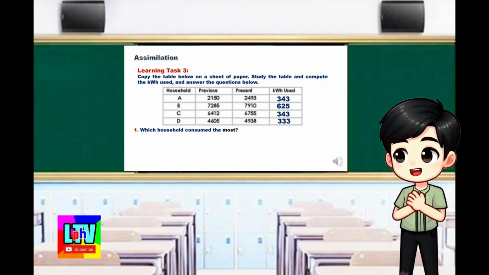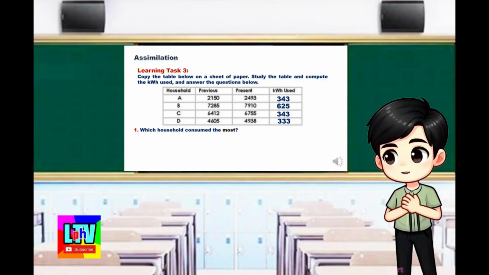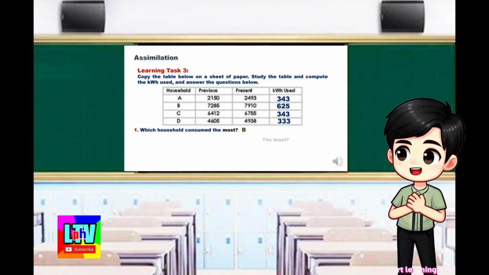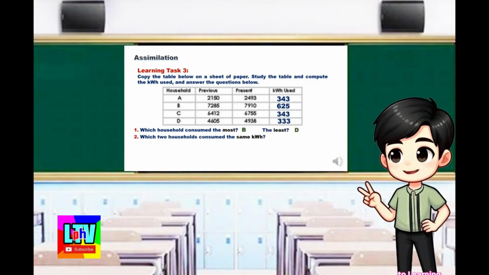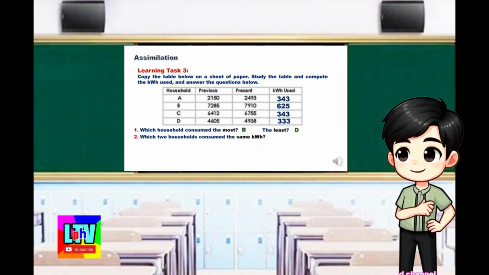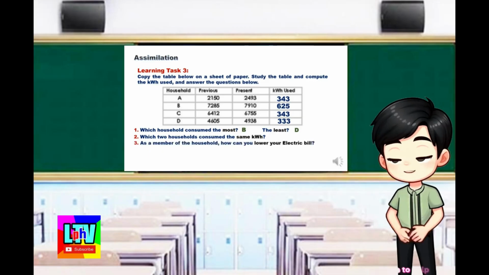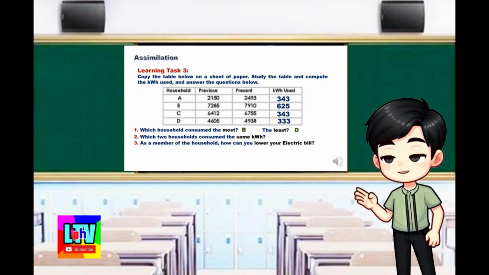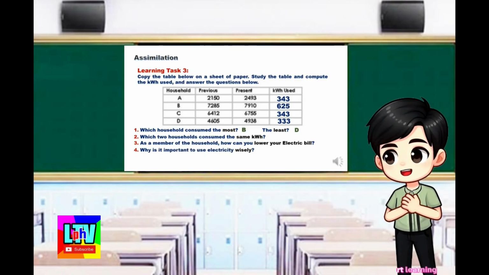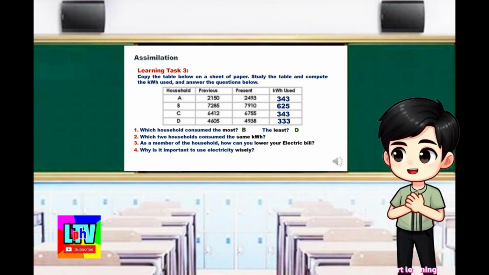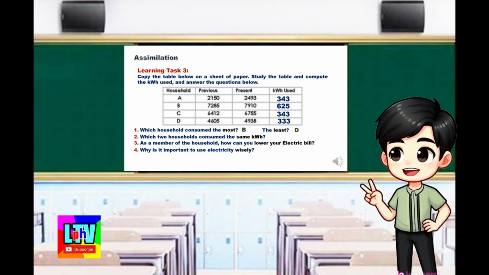Number 1, which household consumed the most? The least? 2, which two households consume the same kilowatt hour? 3, as a member of the household, how can you lower your electric bill? And number 4, why is it important to use electricity wisely?